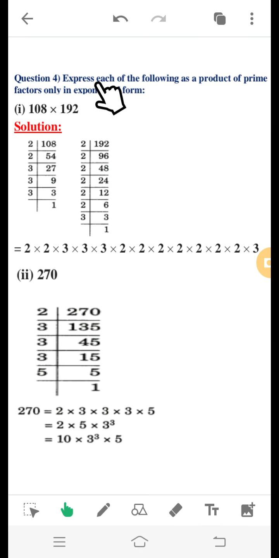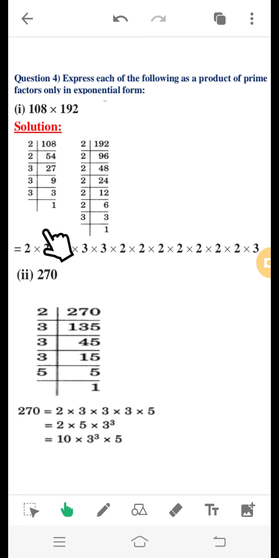Now question 4: express each of the following as a product of prime factors only in exponential form. In exercise 13.1, we have already discussed this. There, there was only a single number; here there are two numbers. So the first one, 108 multiply 192. First we have to find the prime factors of 108, then of 192, and then write the product.